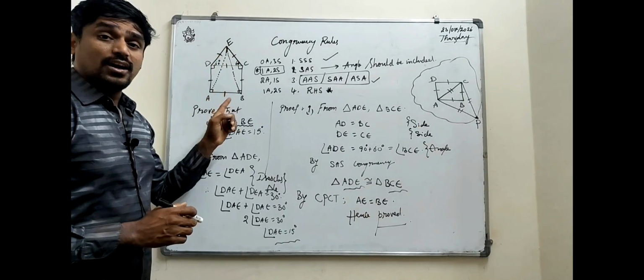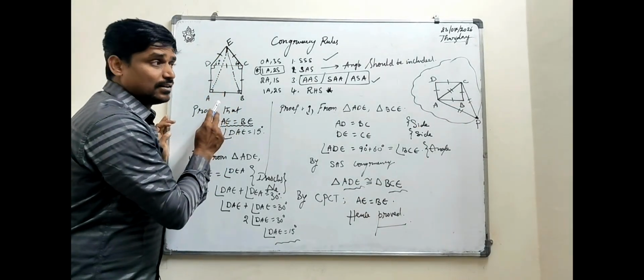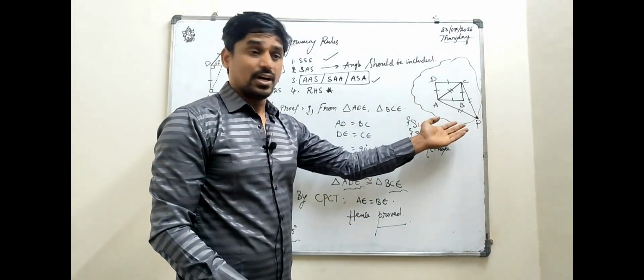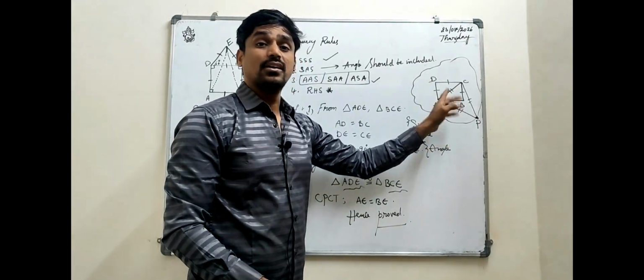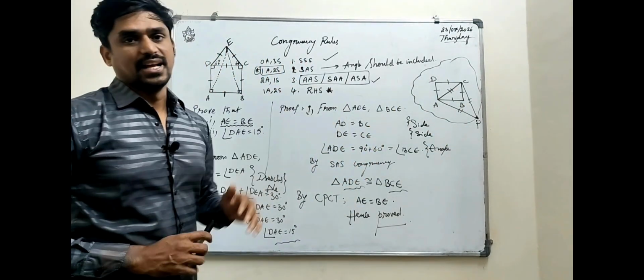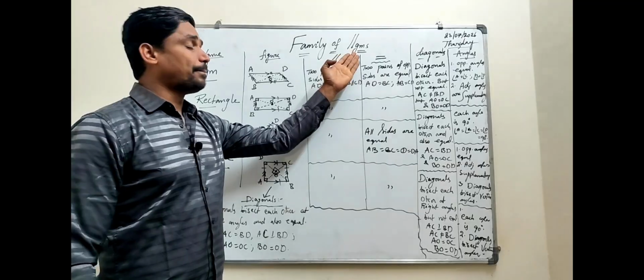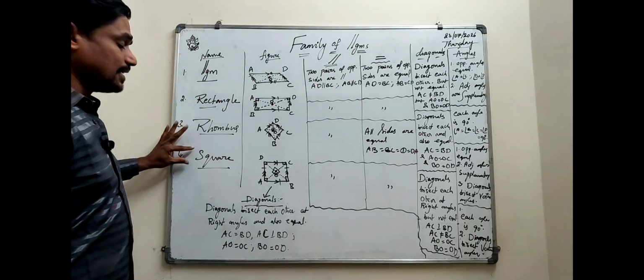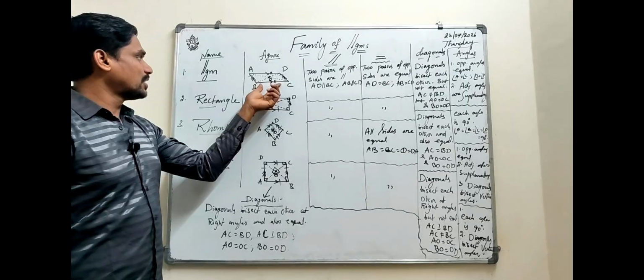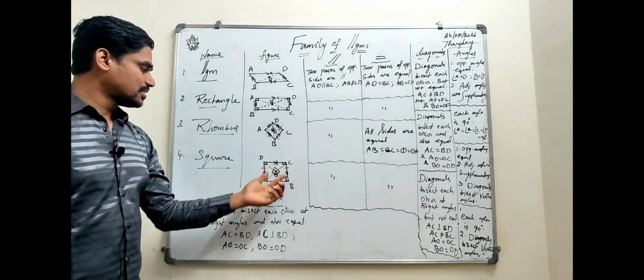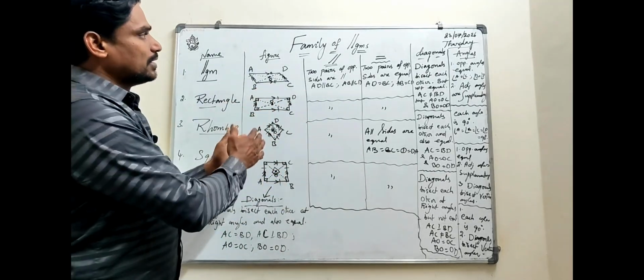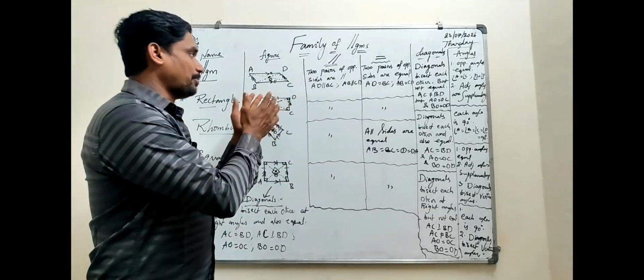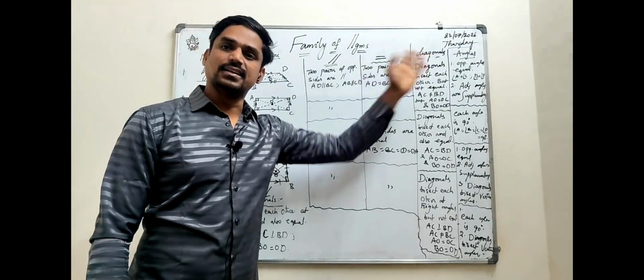Equilateral triangle is drawn on a side of a square, but in the next model they may also ask an equilateral triangle drawn on its diagonal, one of its diagonals. Family of parallelograms: parallelogram, rectangle, rhombus and square. This is a parallelogram, this is a rectangle, this is a rhombus, this is a square. Now let's understand parallelity, equality, diagonals and then angles.